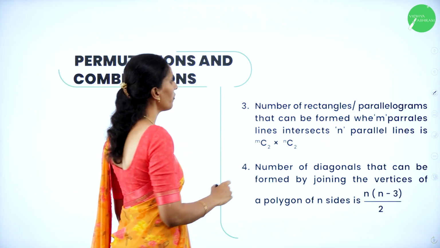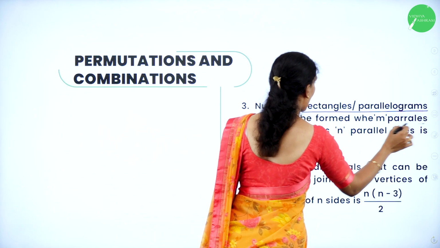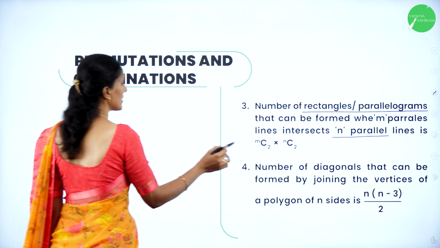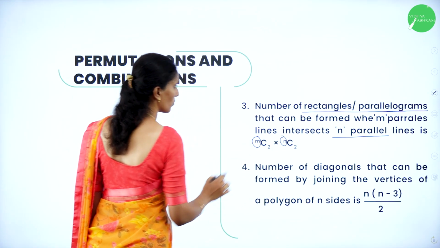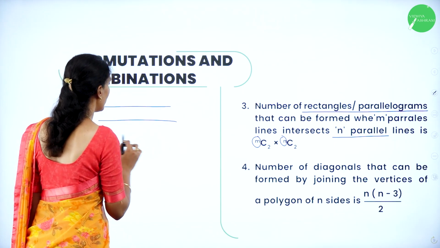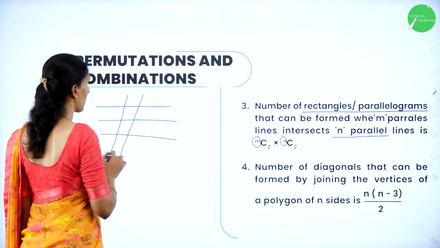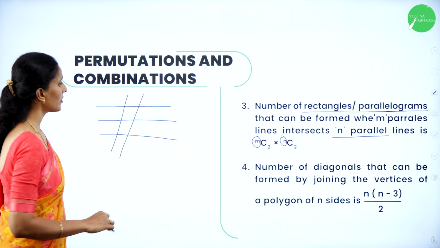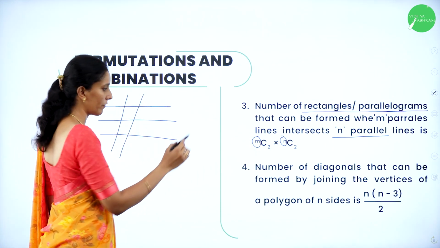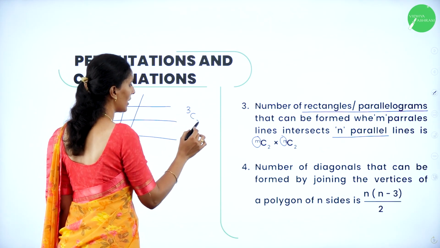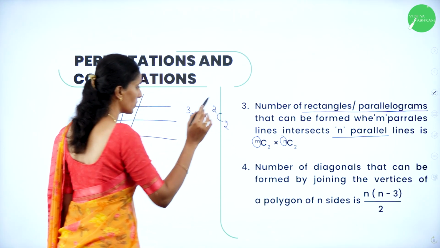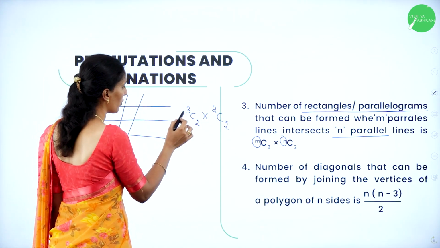Next. Number of rectangles or parallelograms when M parallel lines intersect N parallel lines. I'll take MC2 into NC2. Okay, so I'll just take 3 parallel lines and 2 parallel lines. So how many parallelograms can I form? Firstly, 3 parallel lines I have taken, so it is 3C2. Next here, 2 parallel lines I have taken, 2C2. Remember the formulas for this.